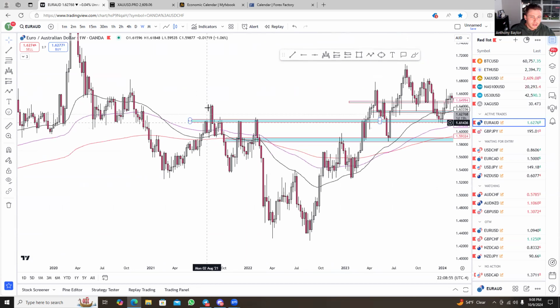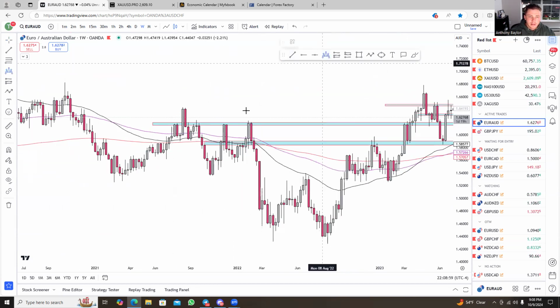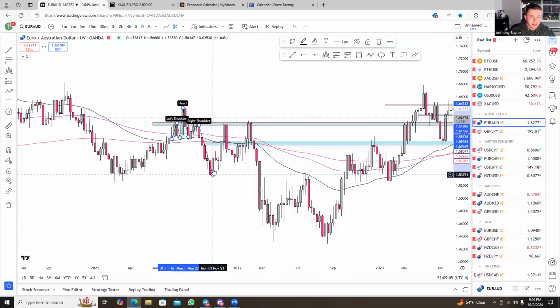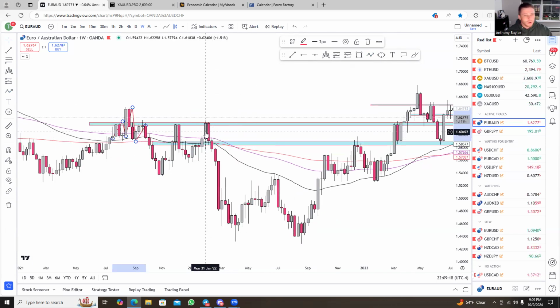Here's a head and shoulders. Look how nice that head and shoulders is. Left shoulder, head, right shoulder. Break of the neckline. See, when I take a head and shoulders retest, my main entry is that right shoulder. But there come rules with that.